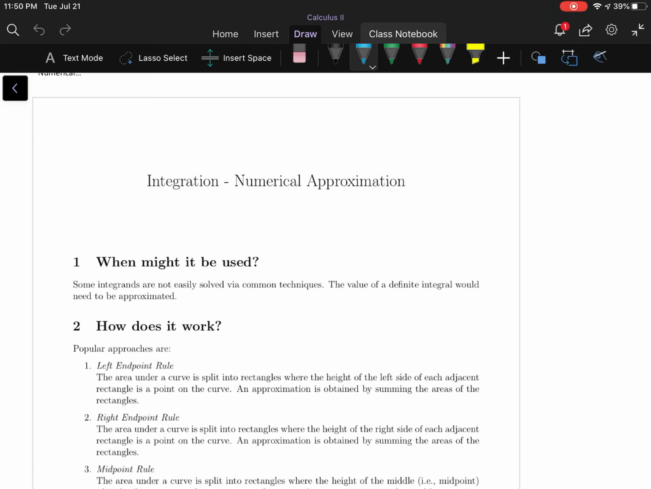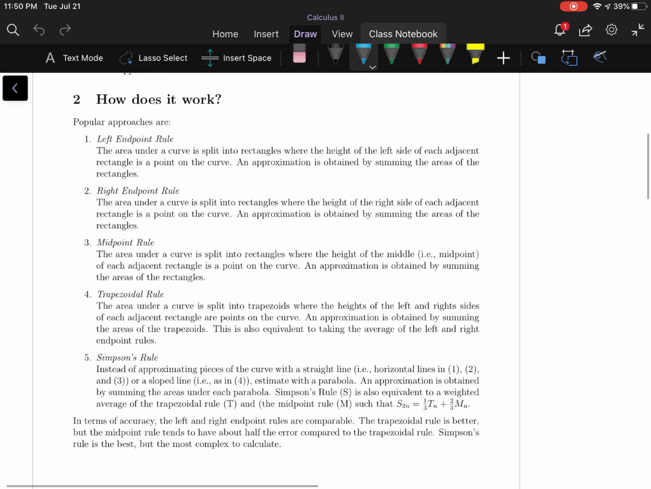You also need a definite integral. You can't do this for an indefinite one. So you should read the first page of this handout, which describes all 5 of the approaches.